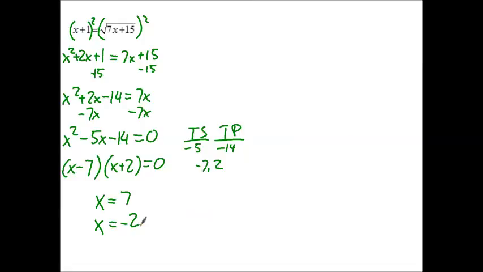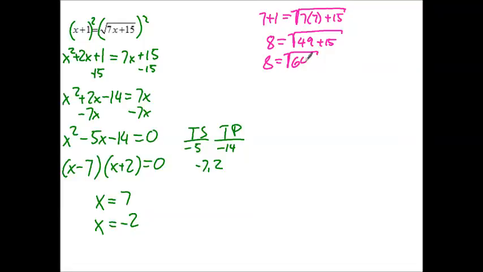Now we have two solutions for the first time, but still we need to plug them back into the original equation to see if they check out. So starting with 7, we do 7 plus 1 is equal to the square root of 7 times 7 plus 15. 7 plus 1 is 8, which is equal to the square root of 49 plus 15. It is equal to the square root of 64. And that is indeed the case. So this solution checks out.